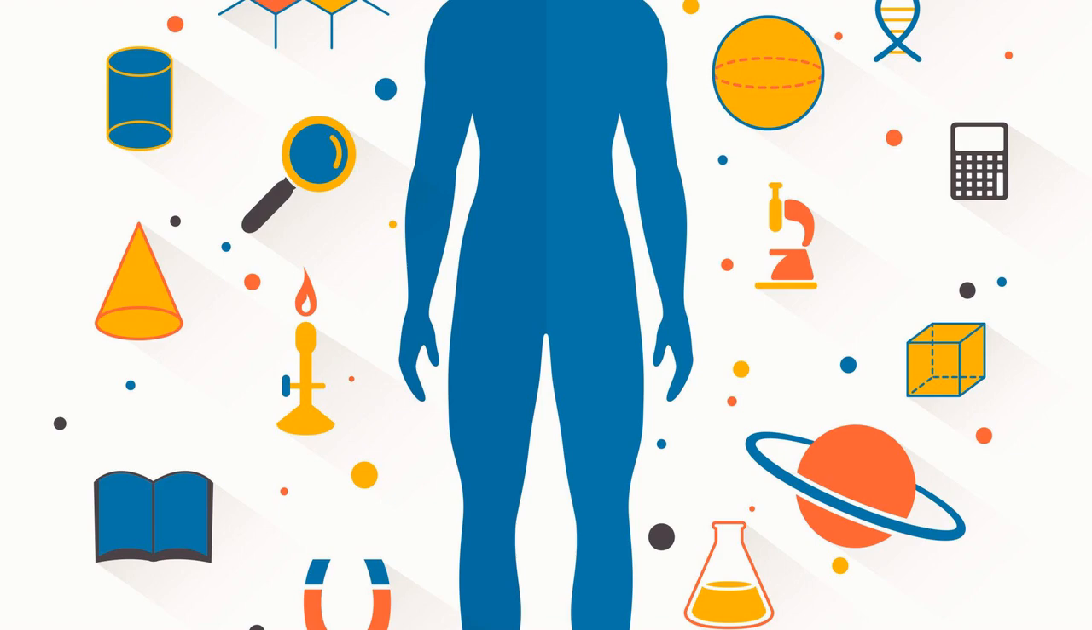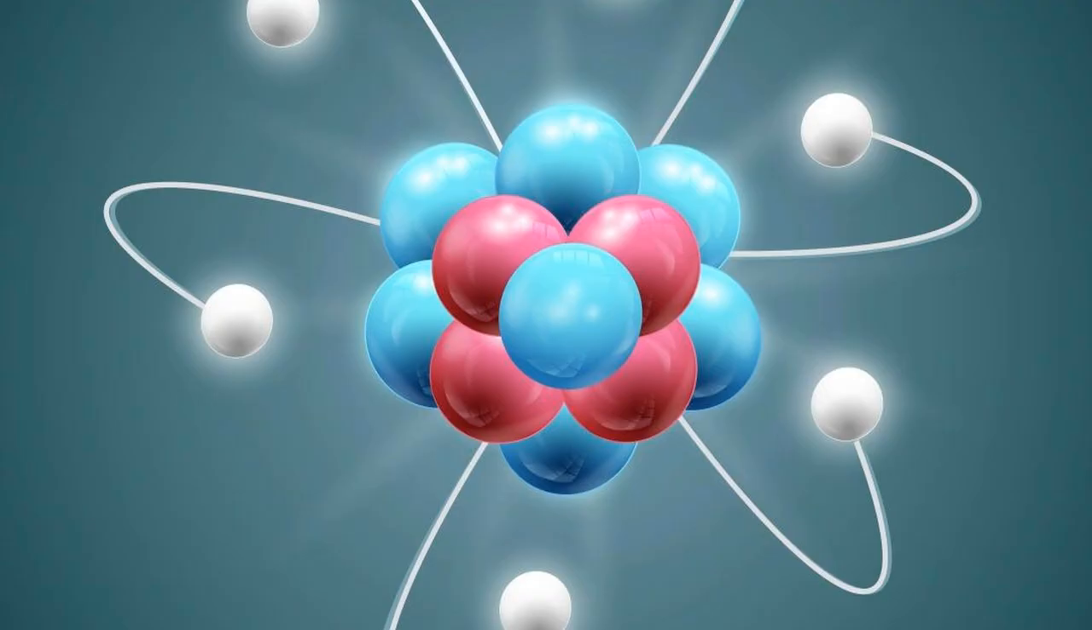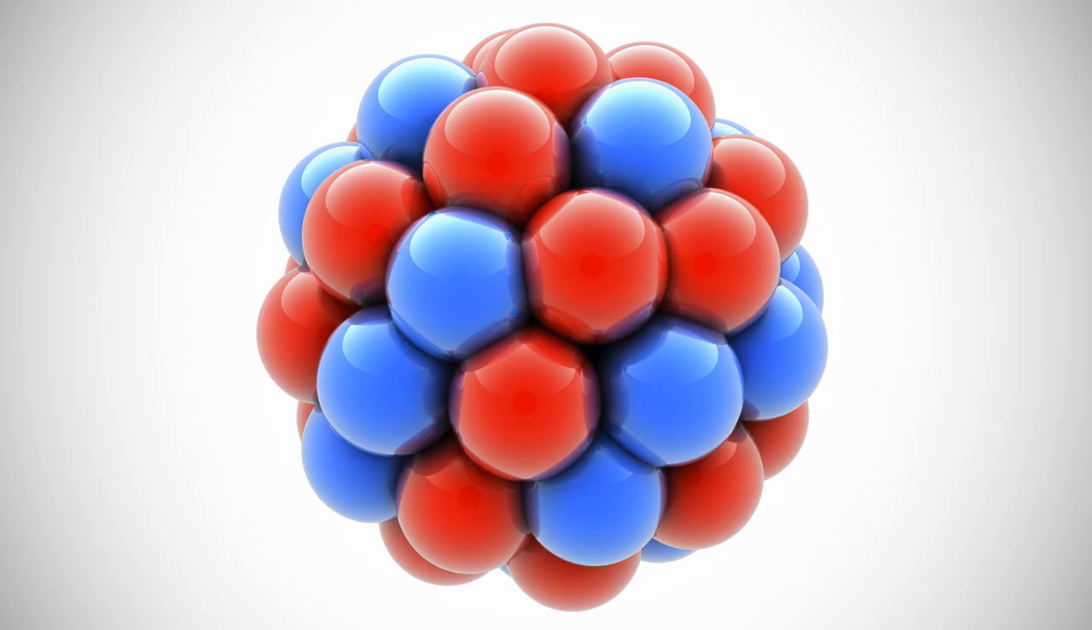Have you ever wondered what everything around you is made of? Your phone, your clothes, the water you drink, the air you breathe, even your own body? They may all look completely different, but they're all made from the same basic building blocks called atoms. Atoms are so incredibly small that you can't see them with your eyes, yet they make up everything in the universe, from tiny grains of sand to giant stars and entire galaxies.